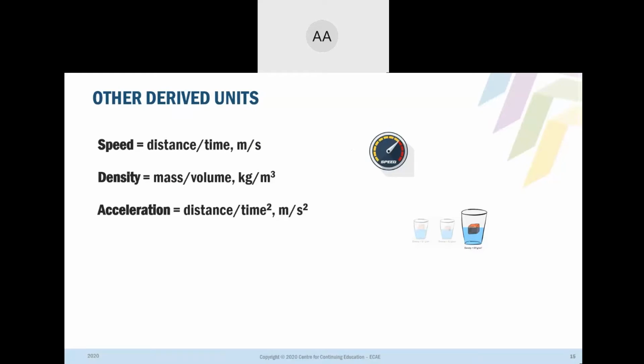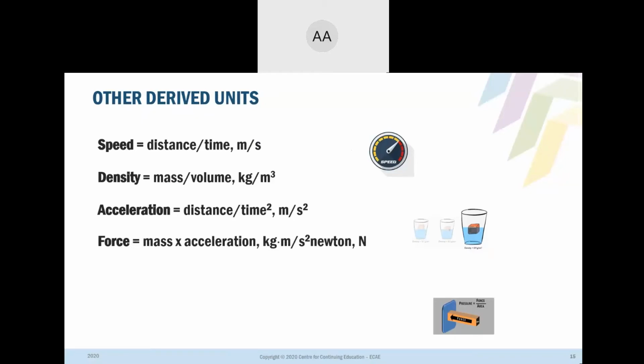Acceleration: distance divided by time squared. Meters divided by seconds squared. Force. Yep, you got it right. Mass times acceleration gives us the newton.